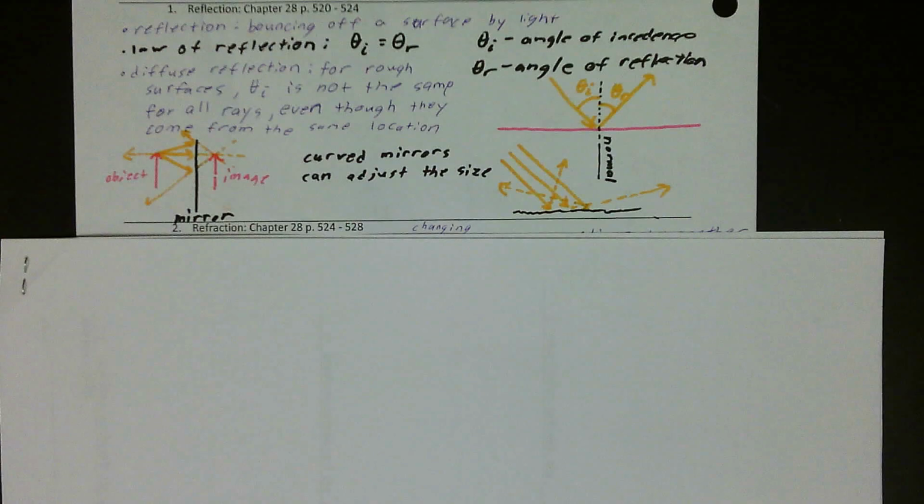The reason that matters is because if the surface tilts or moves, that also tilts or moves the normal line. And if the incident light doesn't change where it comes from, that means the angle will change. So it's always measured with the normal line.